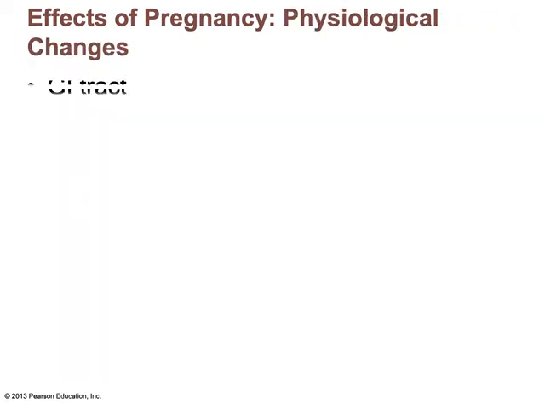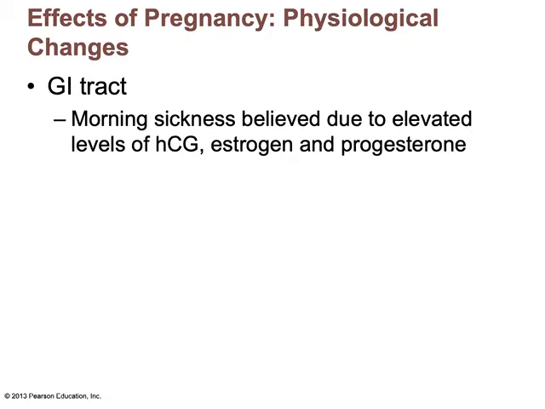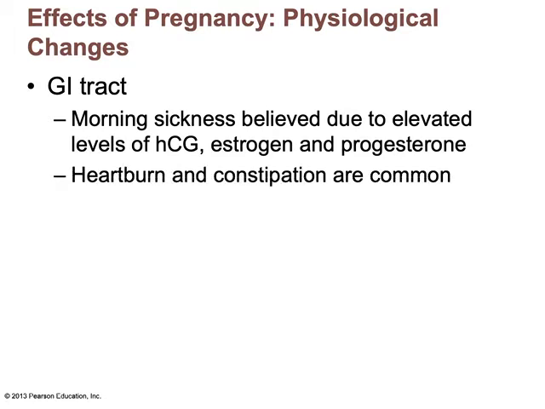Okay. The GI tract will be affected. You'll often see morning sickness, which is thought to be due to elevated levels of human chorionic gonadotrophin, as well as high levels of estrogen and progesterone. Heartburn and constipation are common.